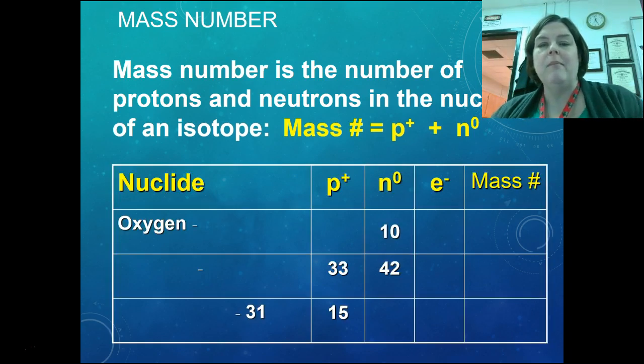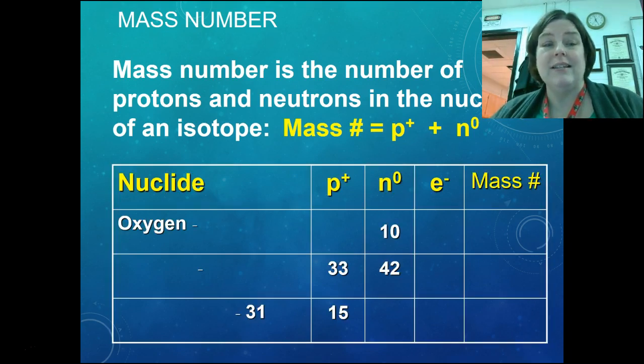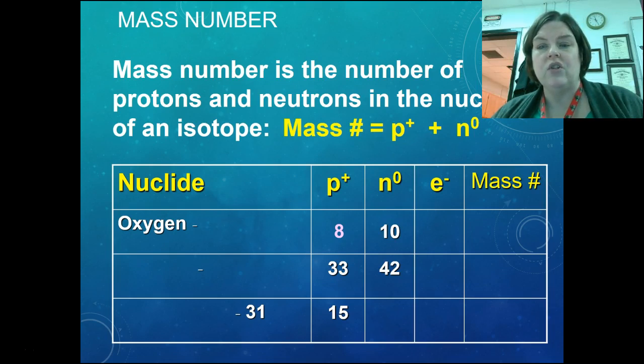So if I come here and I see that I have 10 neutrons and I have the nuclide or the atom of oxygen, well, I can look up oxygen. Oxygen has 8 protons because its atomic number is 8. The number of electrons is also 8 because protons and electrons are equal. The mass number is 18, therefore we call this oxygen 18. Okay? So we look at the next one.